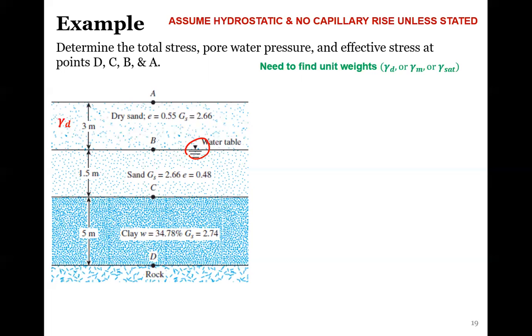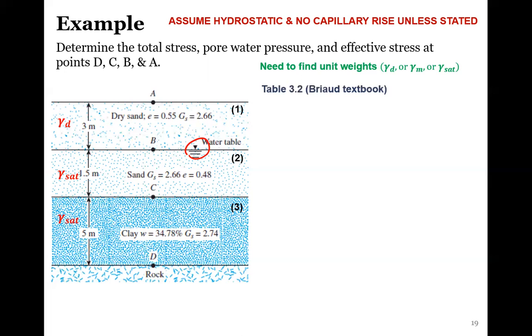If you were given a moisture content here, then we would need to find the moist unit weight or the bulk unit weight, so including the water in the pore space. Below the groundwater table, everything else is saturated, right? So if we're below the groundwater table, then we just assume saturated conditions. What I'm going to do is label these three layers.